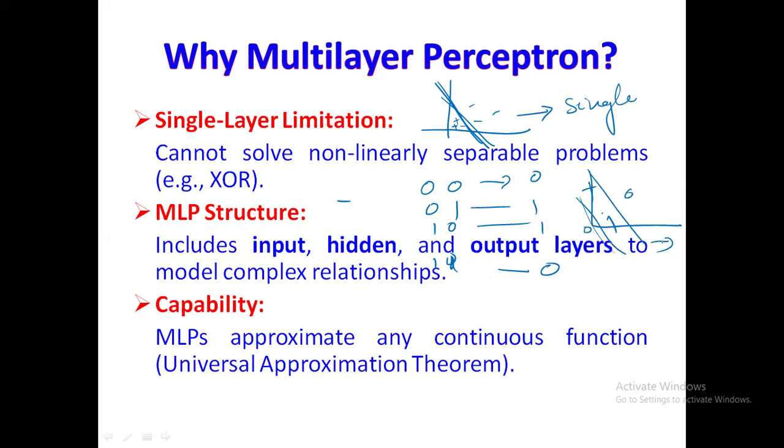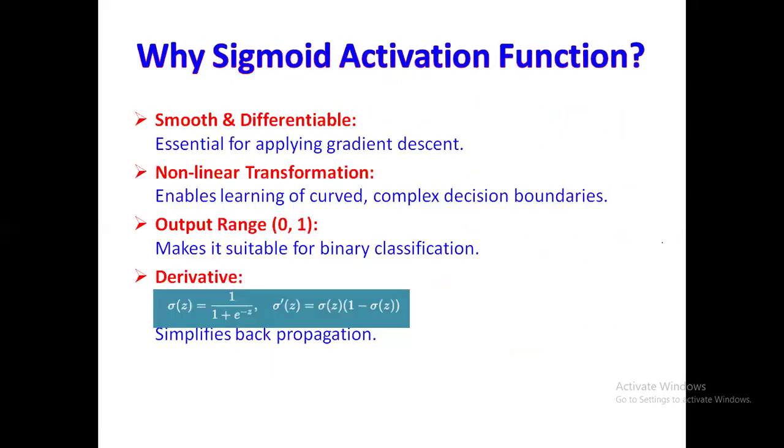This multi-layer perceptron structure consists of an input layer, a hidden layer, and an output layer. Multi in the sense that we are using more than one layer. So we are using input, hidden, and output layers to classify these problems and to model complex relationships. The capability of the multi-layer perceptron is that MLPs can approximate any continuous function. This is the universal approximation theorem.